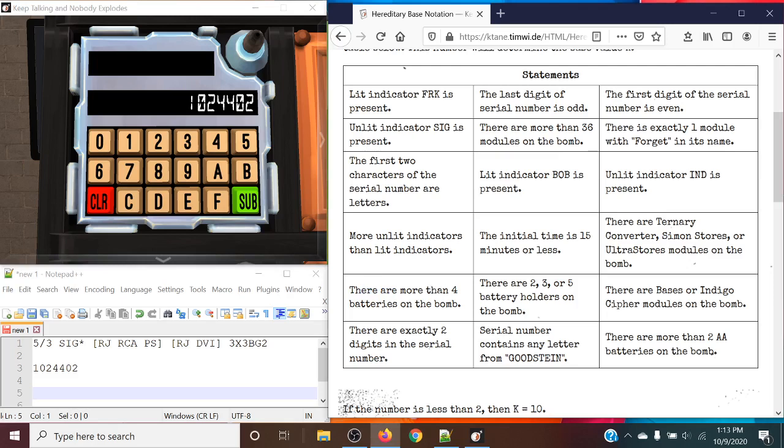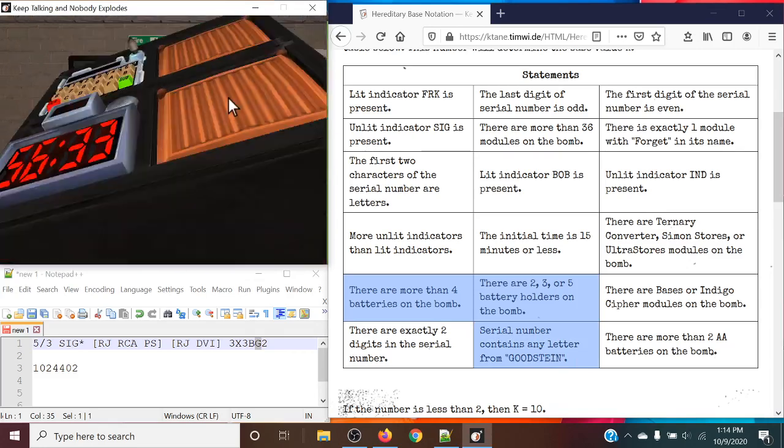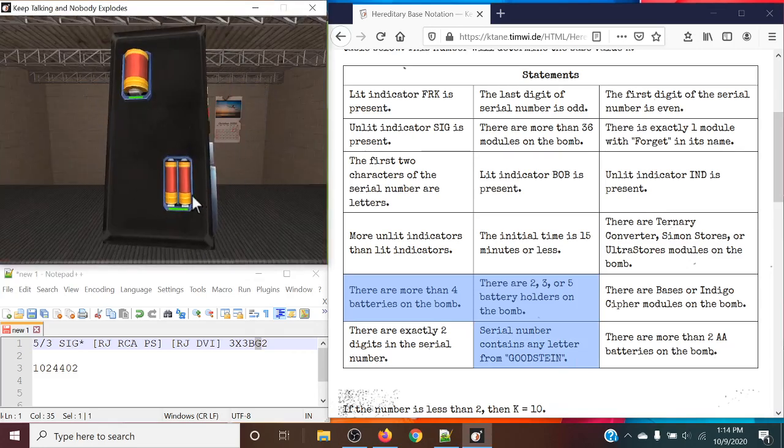There are more than 4 batteries on the BOM. This is true, as we have 5 batteries and 3 holders. Speaking of the next rule, there are 2, 3, or 5 battery holders on the BOM. That is true. We have 3 battery holders, so that applies. There are Basis or Indigo Cipher modules on the BOM. No, there are not. There are exactly 2 digits in the serial number. We have 1, 2, and 3. No, that is not true. Serial number contains any letters from Goodstein. There is a G right here, so that is true. There are more than 2 AA batteries. Let's take a look. 1, 2, 3, 4. That is true.